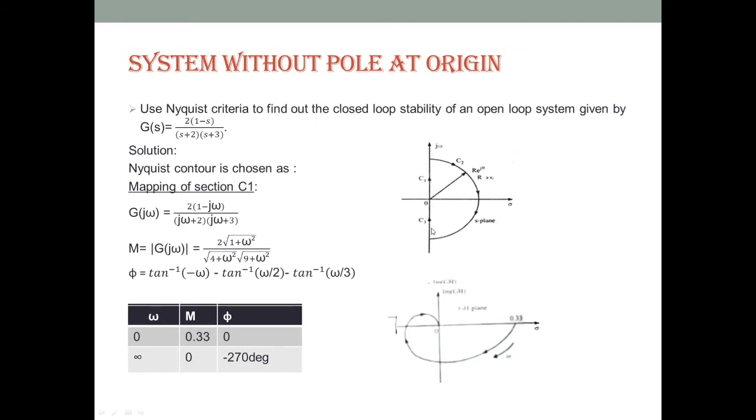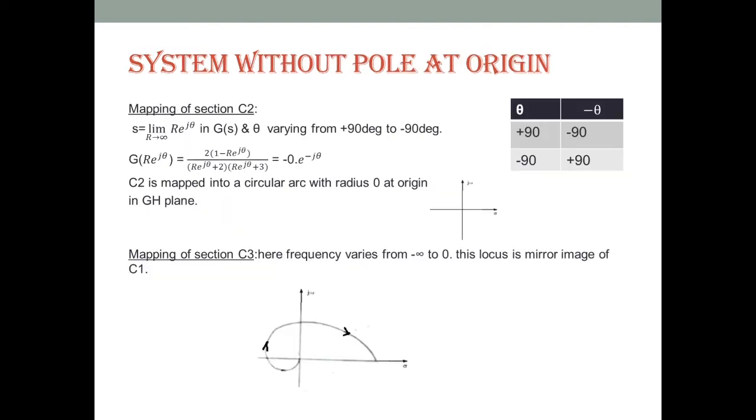And for the next section, C3, if we go back to the previous slide, we can see that in C3 omega is varying from minus infinity to 0. C1 is varying from 0 to infinity and C3 is varying from minus infinity to 0. So we can say that C1 and C3 are mirror images. For the mapping of section 3, as omega is varying from minus infinity to 0, the locus is just a mirror image of section C1. This is the mirror image of section C1 and this is the mapping of C3 in the GH plane.